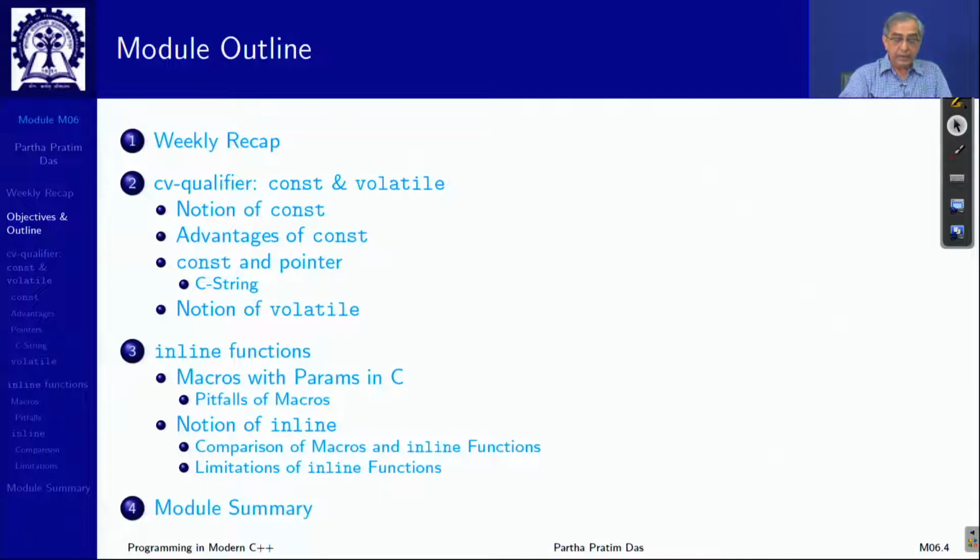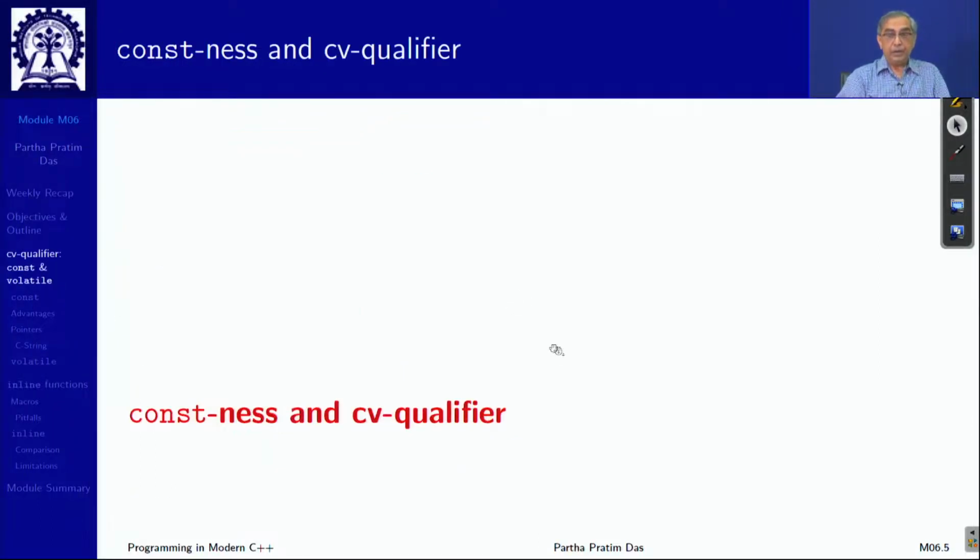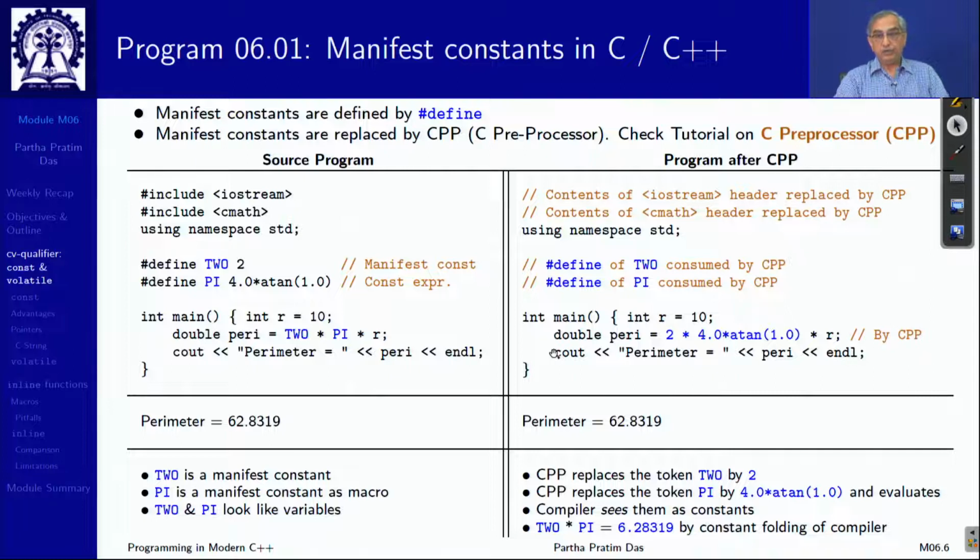This is the outline as always. First, let us talk about const-ness and CV qualifier. So, in C and C++ both, we have manifest constants, or some people call it macros without parameter. We do that using hash define. This is a C preprocessor directive, which takes the name and replaces it textually by the string that follows it till the next new line.